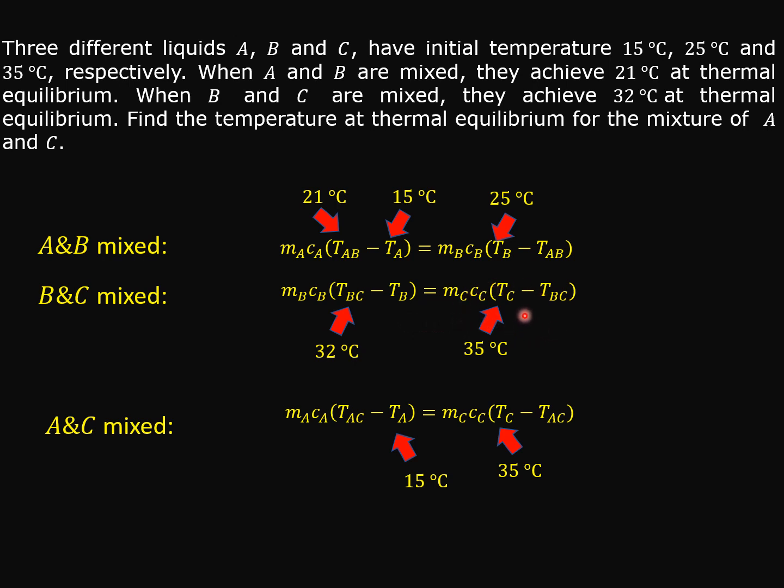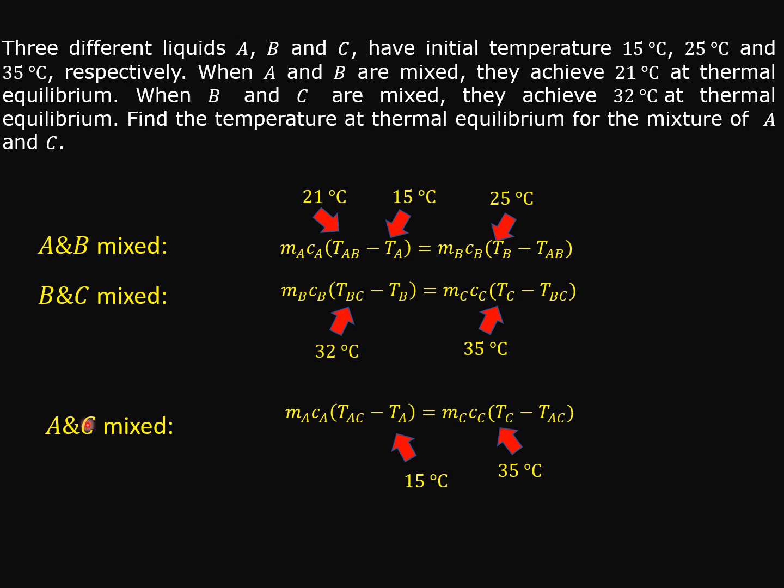How do we know? Because if you check the temperatures, we can see that the initial temperature of C is 35, and the temperature at thermal equilibrium TBC is 32. Therefore, the initial temperature is higher than the final temperature. That means object C loses heat, so we use 35 minus 32. Again, both sides balance. That means the total amount of heat absorbed by B is the same as the total amount of heat lost by object C.